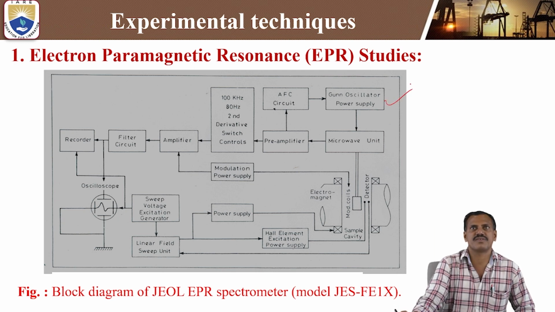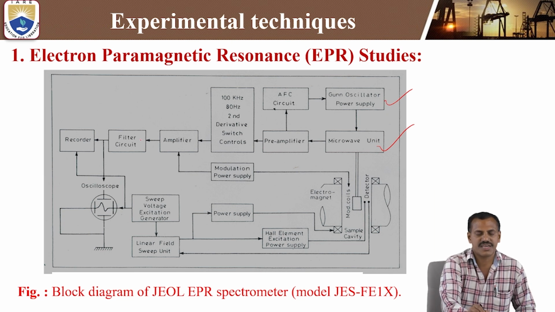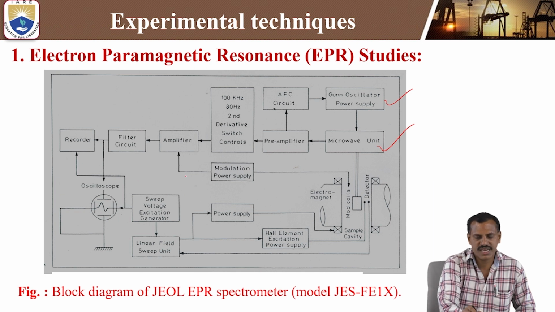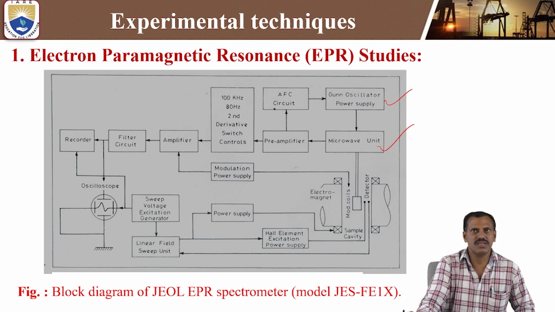Starting from the Gunn oscillator power supply to the microwave unit, these are the prominent essential parts in the EPR spectrometer. From the microwave unit it goes to the pre-amplifier, then to the different amplifiers and filter circuits, the recorder, and again to the modulation power supply. We have to adjust the modulation power supply while using the microwave frequency, modulating as much as we require.